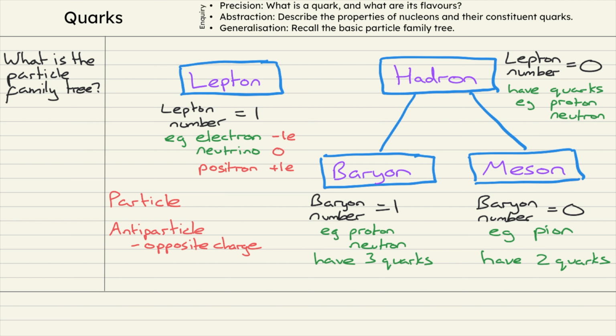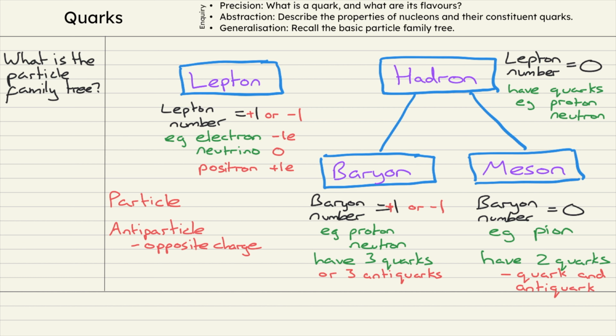Also, the antiparticle has a lepton number of -1, so I should change this to say that leptons have a lepton number of +1 or -1. It's also relevant over here because baryons are made of 3 quarks or 3 antiquarks, and that actually means they can have a baryon number of +1 or -1. Mesons are made of a quark and an antiquark. So that's the family tree.